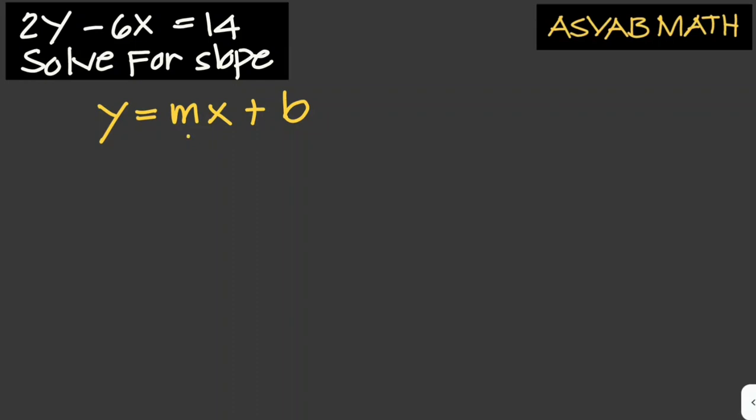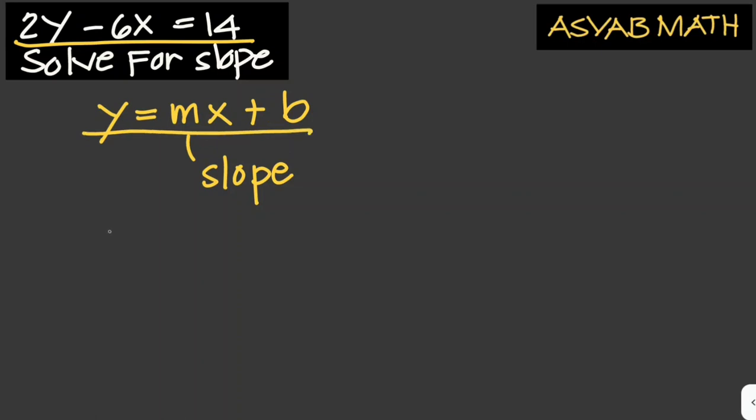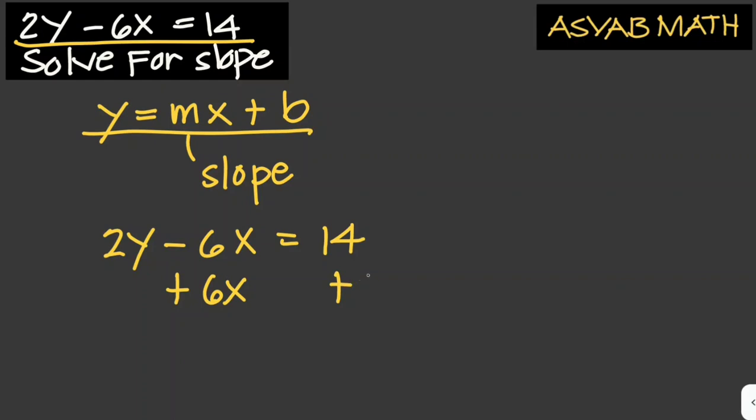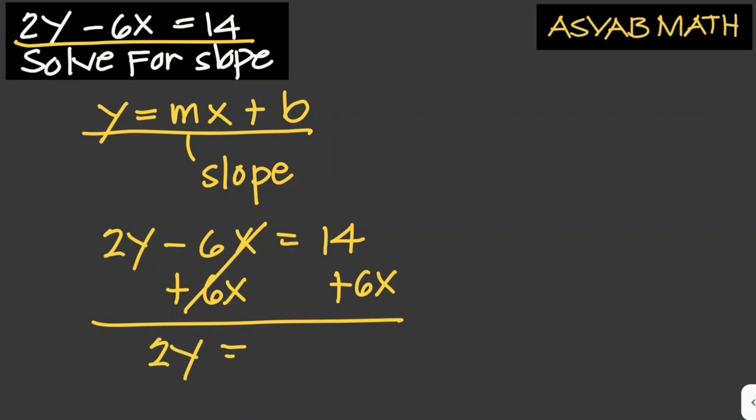In this equation, m here is our slope. So all we need to do is write this equation in this form. So that would be 2y minus 6x equals 14. And then we add 6x to both sides. Okay, this cancels out. Then we have 2y equals 14 plus 6x.